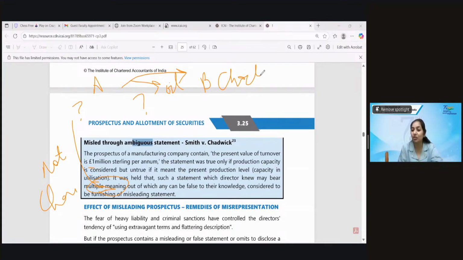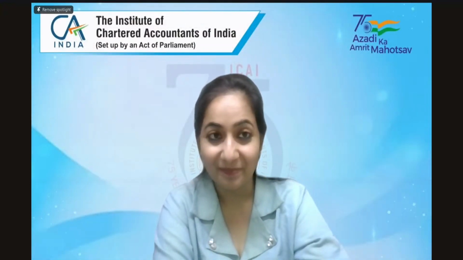There should not be multiple meanings, there should be clarity. Similarly, there should be clarity in the prospectus. It should not have multiple meanings.